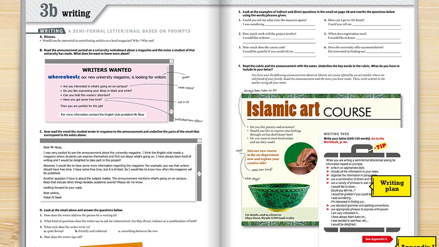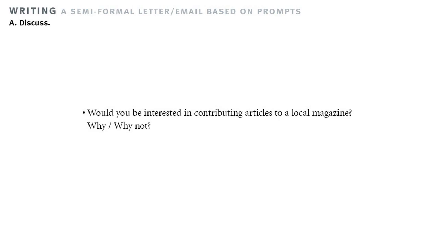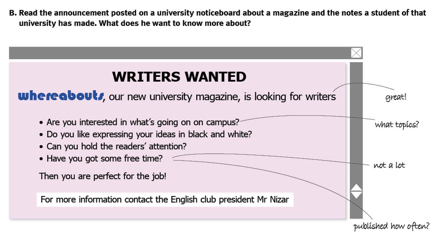3B. Writing. Writing a semi-formal letter or email based on prompts. A. Discuss. Would you be interested in contributing articles to a local magazine? Why not? B. Read the announcement posted on a university notice board about a magazine and the notes a student at that university has made. What does he want to know more about?